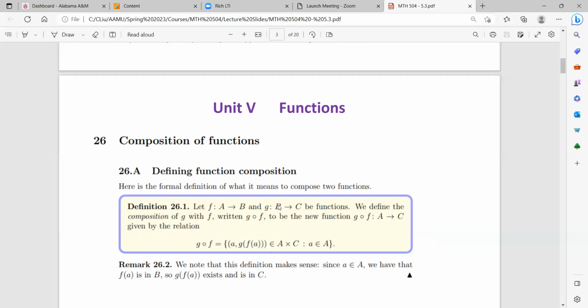So the composition of G with F, reading as G circle F, means F operates first and then G. G circle F will be from A to C because it maps any element in A to an element in B, and then it maps to an element in C under G.